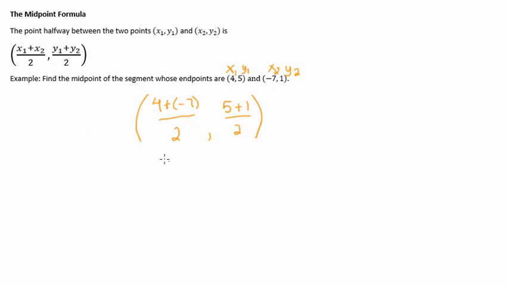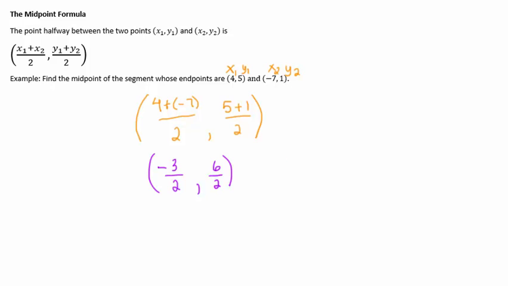Now, something you want to be careful with, if you're doing this by hand or on your calculator, either one, is we need to make sure to do the top before we divide by 2. So we do 4 plus negative 7, and we get negative 3 divided by 2. And then we get 5 plus 1, which is 6, divided by 2.